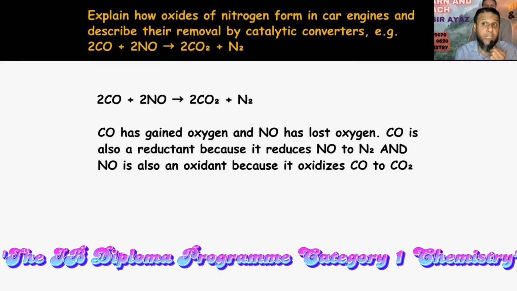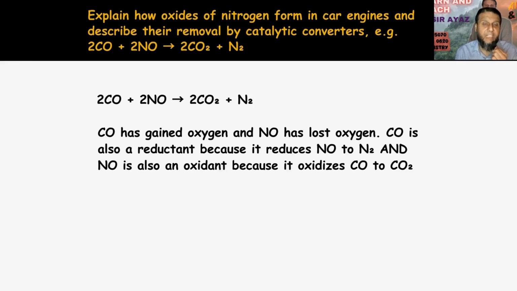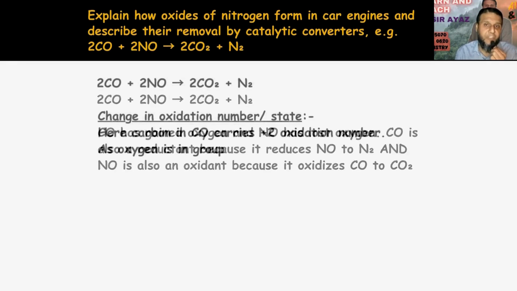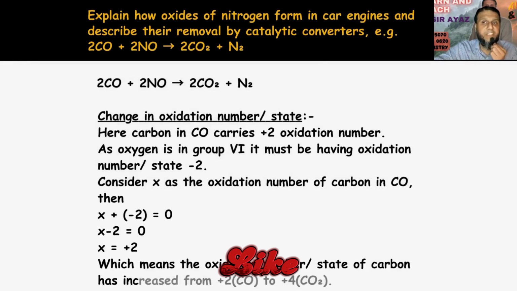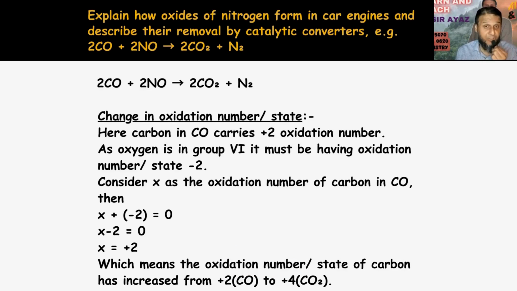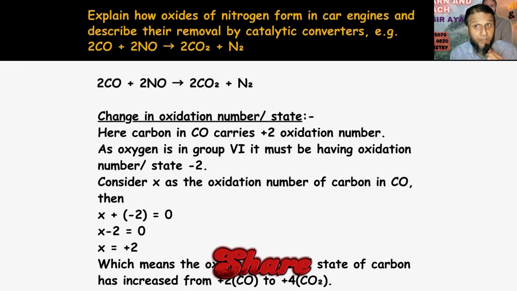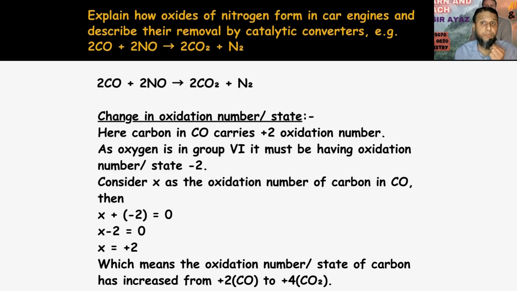Therefore, carbon monoxide acts as a reductant or reducing agent, and nitrogen monoxide as an oxidant or oxidizing agent. This reaction can also be explained in terms of change in oxidation numbers. In carbon monoxide, oxygen is more electronegative than carbon. Recall the trend in electronegativity for this. And its valency, I'm talking about the valency of oxygen, will be its oxidation number, that is -2.